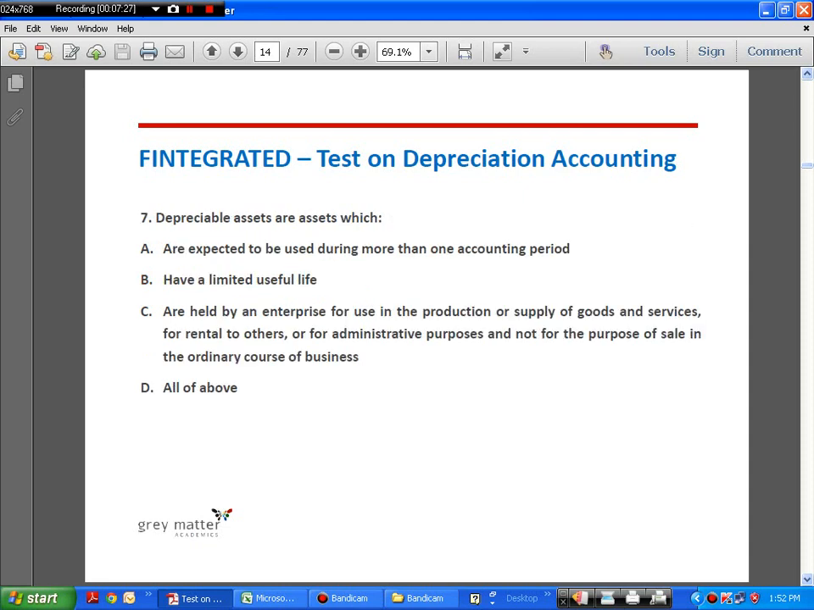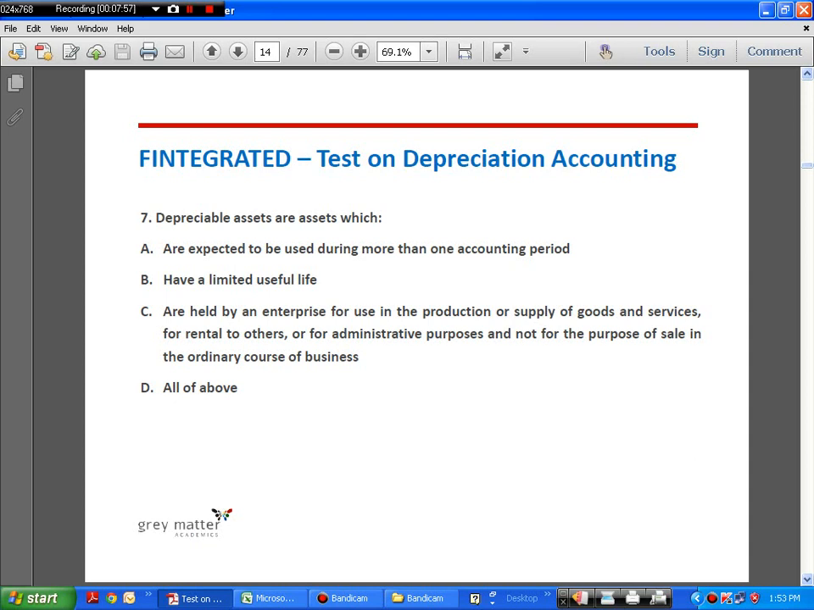Depreciable assets are assets which are expected to be used during more than one accounting period, have a limited useful life, are held by an enterprise for use in the production or supply of goods and services, for rental to others, or for administrative purposes, and not for the purpose of sale in the ordinary course of business. All of the above. Yes, answer is D, all of the above. So that is what distinguishes a depreciable asset from a current asset.